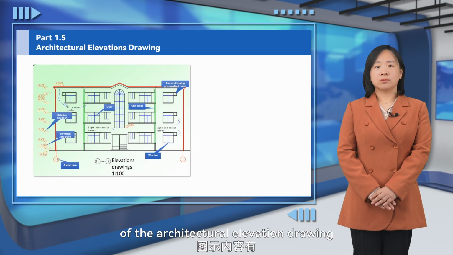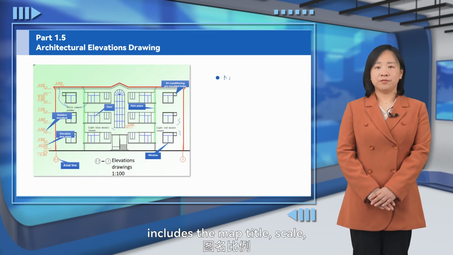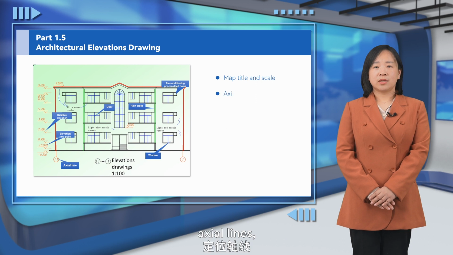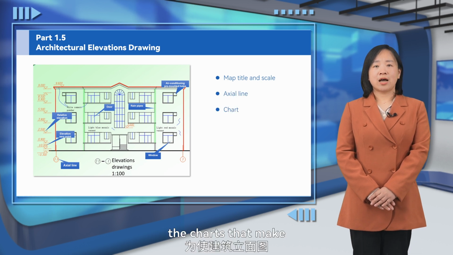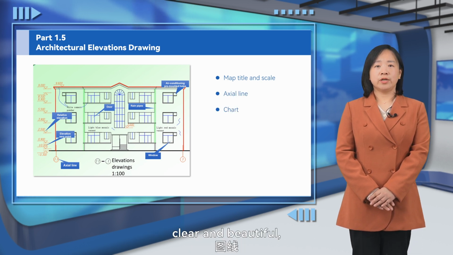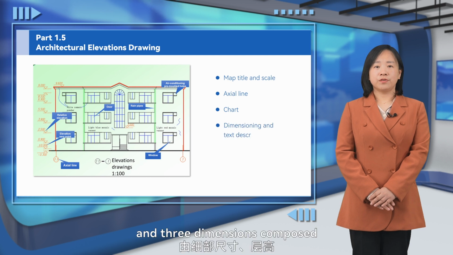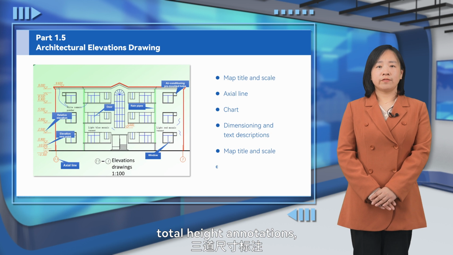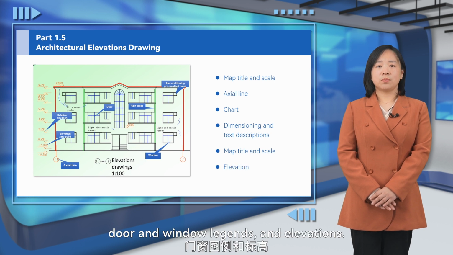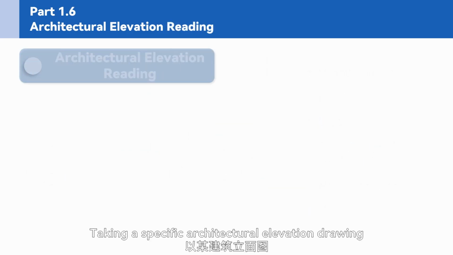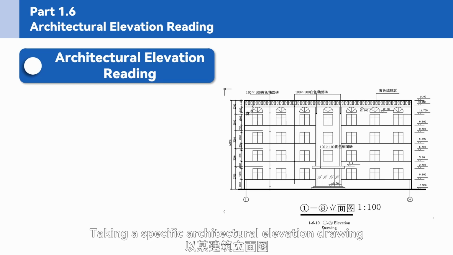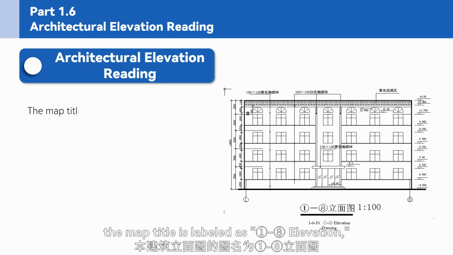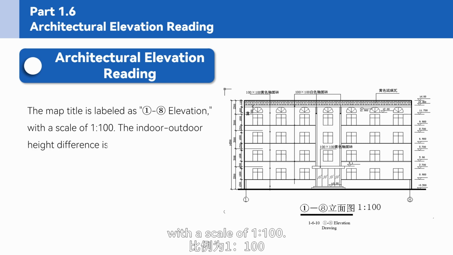The content of the architectural elevation drawing includes the map title, scale, axial lines, the charts that make the building elevation drawings clear and beautiful, and 3 dimensions composed of detailed dimensions, floor heights, total height annotations, door and window legends, and elevations. Taking a specific architectural elevation drawing as an example, the map title is labeled as 1/8 elevation, with a scale of 1:100.